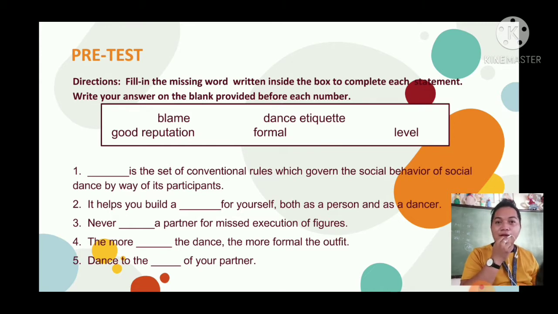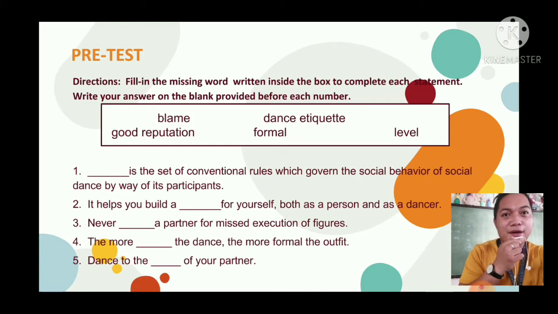Number one, blank is the set of conventional rules which govern the social behavior of social dance by way of its participants. Number two, it helps you build a blank for yourself, both as a person and as a dancer. Number three, blank a partner for mis-execution of figures. Number four, the more blank the dance, the more formal the outfit. Number five, dance to the blank of your partner. Okay, are you done? Very good.